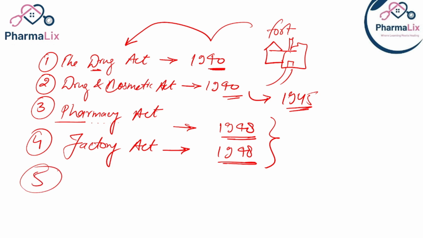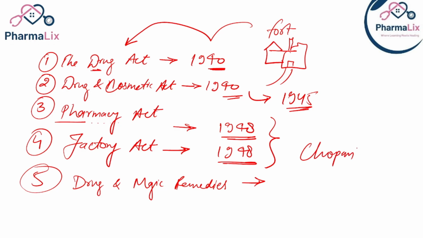Then the fifth one, we know the fifth one is the Drug and Magic Remedies Act. So in India there is a place called Chopan where usually the magicians live. So for Chopan, we can memorize the Hindi number 54, that is Chowan. So the Drug and Magic Remedies Act came in 1954. And this is to stop the tona, talisman and all kinds of magic used to treat disease.